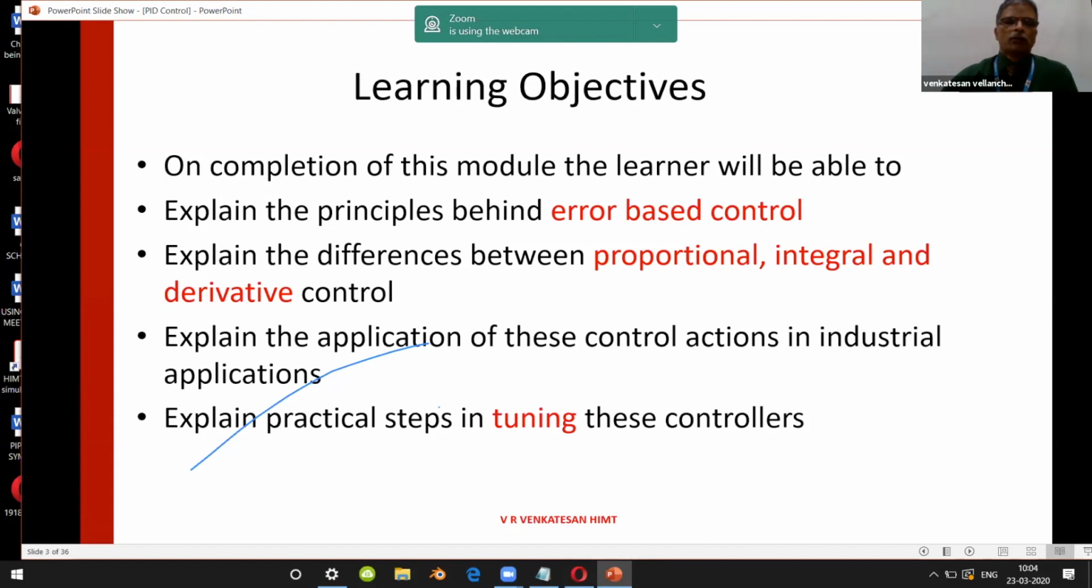The second part will continue on to the further parts about tuning and combinations of these controls, where we have proportional plus integral, proportional plus derivative, and PID. So the first class is about introduction to error-based control, and we look at what is proportional and what is integral and why these are required.